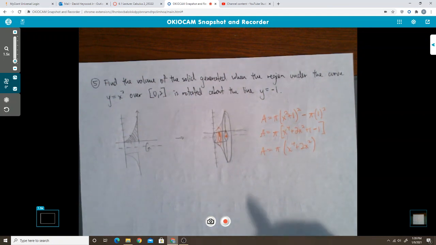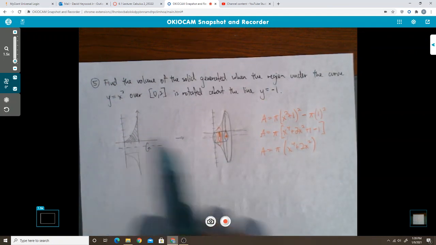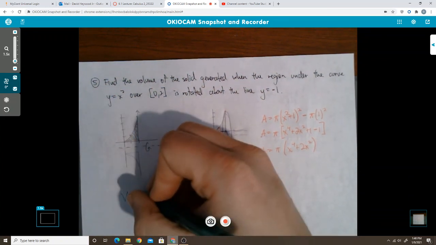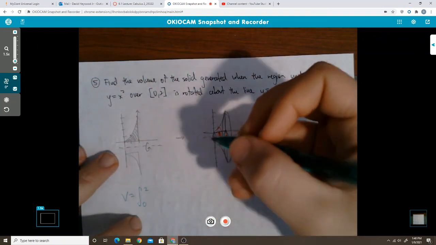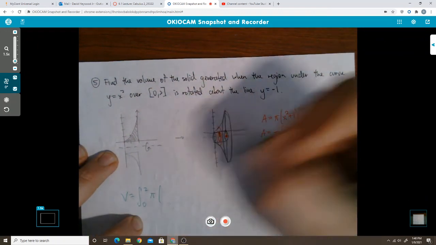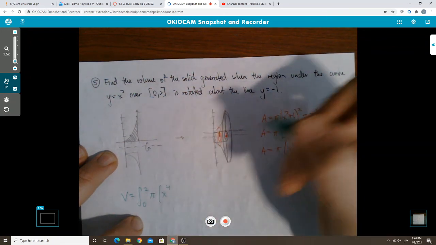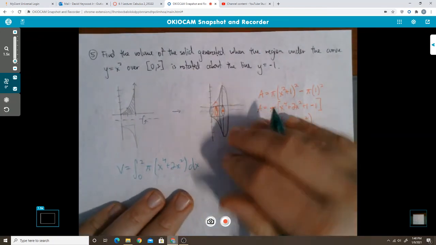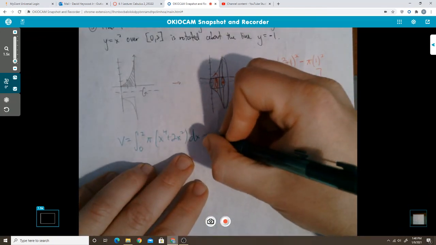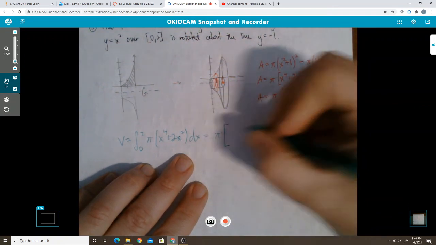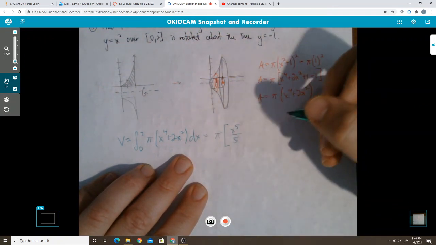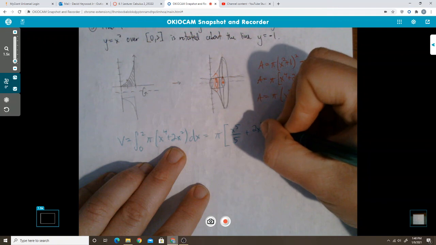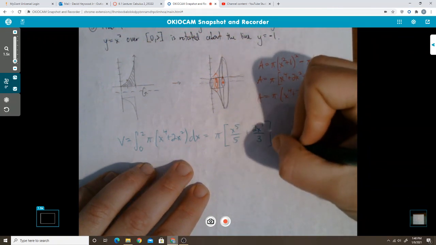So to integrate this now, we're just going to integrate the area from 0 to 2. So the volume is going to be the integral from 0 to 2 of each of those cross-sectional areas, x to the 4th plus 2x squared dx. Okay, so I can factor out that pi. I'm going to have x to the 5th over 5. Why do we always end up with x to the 5th over 5? And then we're going to have 2x cubed over 3. And we're going to evaluate that from 0 to 2.